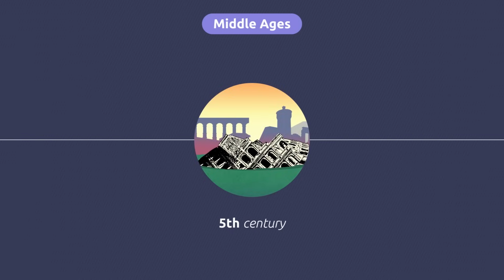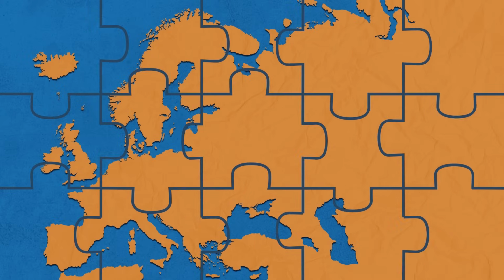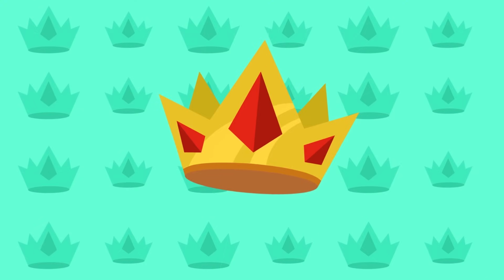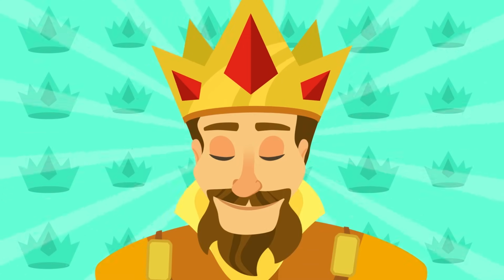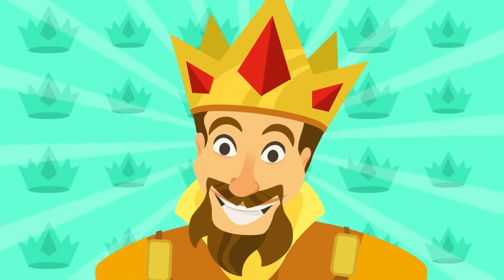After the fall of the Roman Empire in the 5th century, Europe was divided in many territories. The majority of them were dominated by territorial monarchies, a ruling system where kings had come to power, meaning they were the ones that ruled.